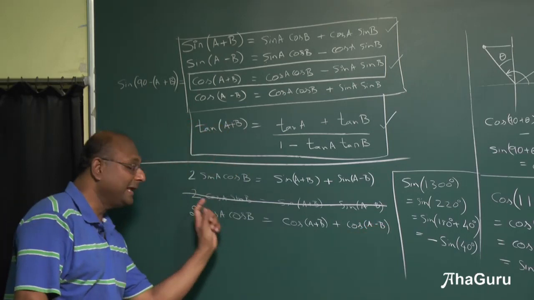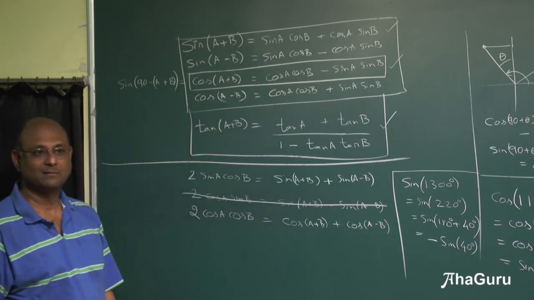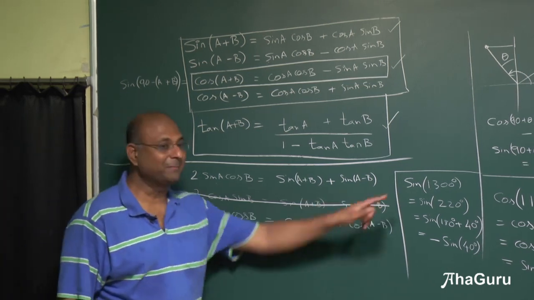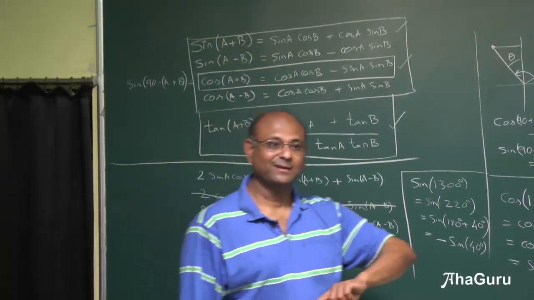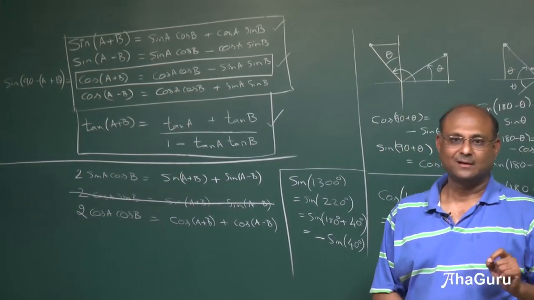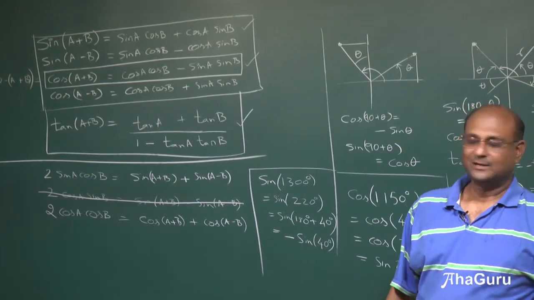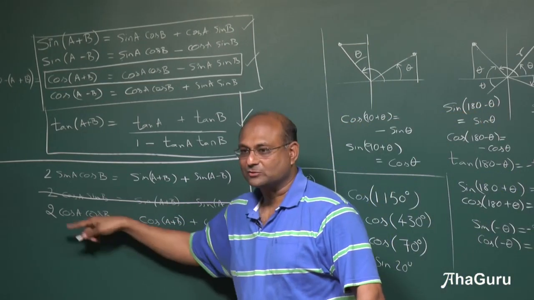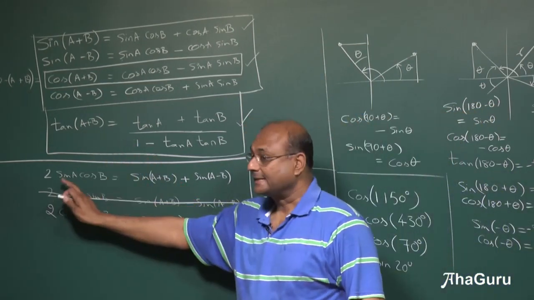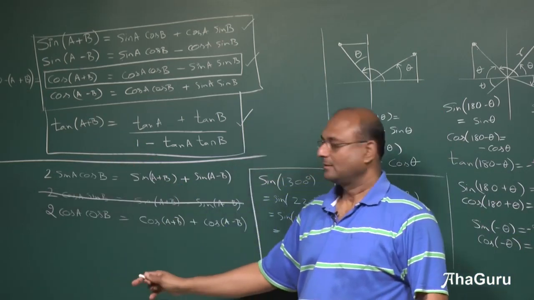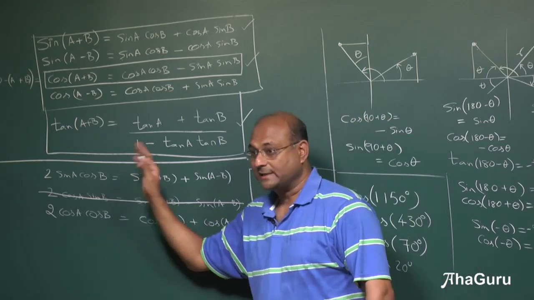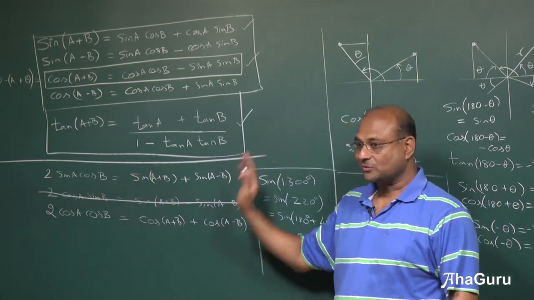Hey, what if the B and the A were flipped? What will happen? It will become cos of B minus A. But what is cos of B minus A? Same as cos of A minus B, because cos of minus theta is the same as cos theta. So it really doesn't matter whether these 2 fellows got flipped. When there is a sine and a cos, the answer is sine and a sine. When there is a cos and a cos, the answer is cos and cos.